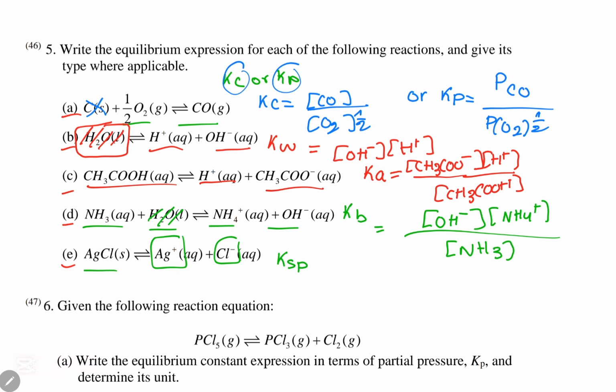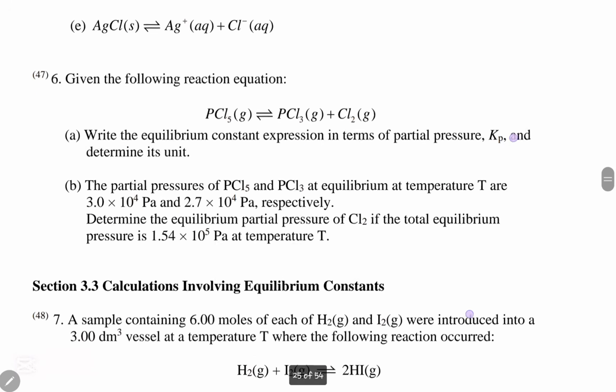And now last but not least, the solubility product constant, it's going to be the concentration of Ag plus times the concentration of Cl minus divided by 1. Why? Because this is a solid. And that's it for question number 5. We will now move on to question number 6.